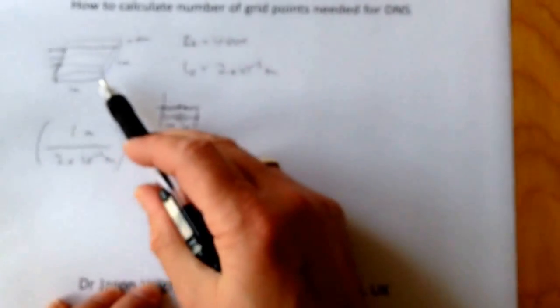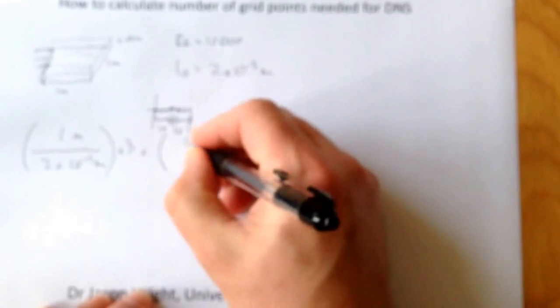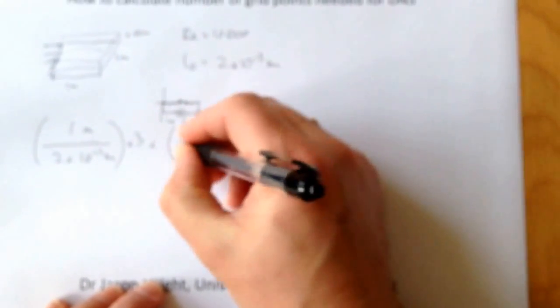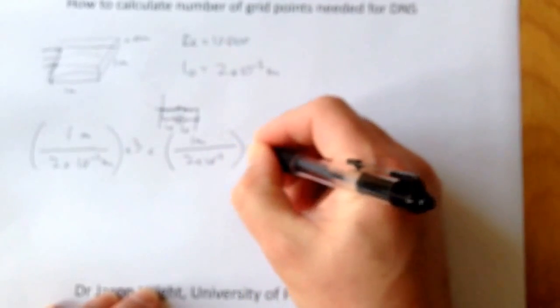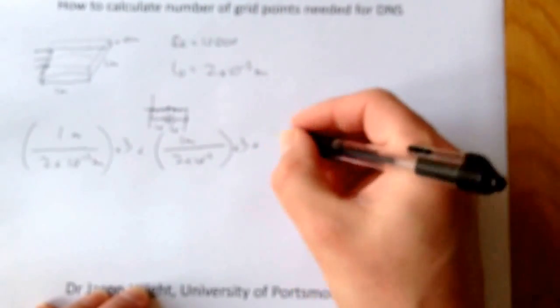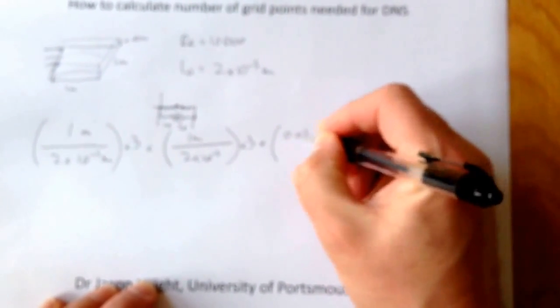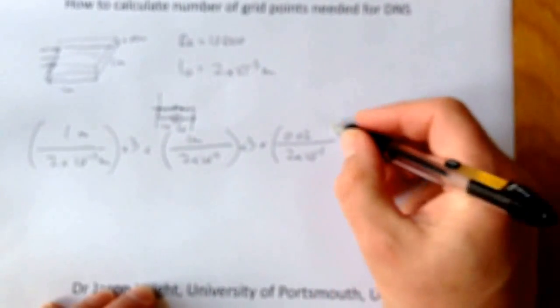And then we've also got to multiply on the other axis. So that is 1 meter divided by, again, the same scale, 2 times 10 to the minus 5, and then again we multiply that by 3. And then the final scale, in the z direction, the height is 0.02, and then we use the same Kolmogorov scale, 2 times 10 to the minus 5, and again multiply that by 3 for the number of points in order to resolve the scale.